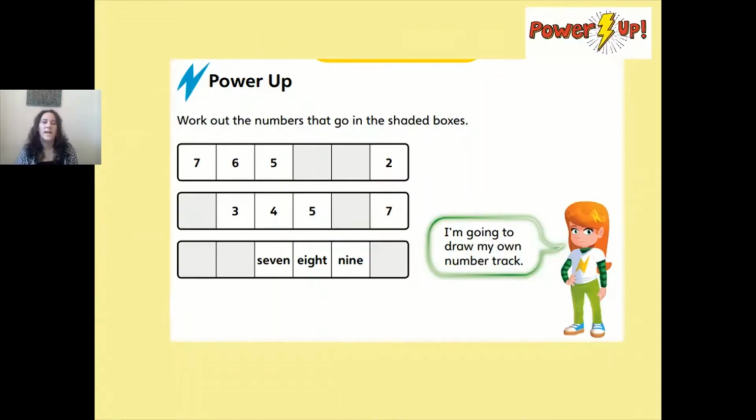But first, let's begin with a little power up to warm up our brains. So our power up today says work out the numbers that go in the shaded boxes. So what we're going to have to see is which way our number line is going. Is it going forwards or backwards? And do we need to count forwards or backwards to find the next number in the sequences?